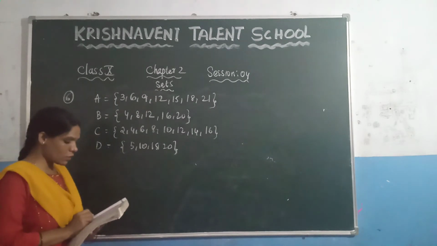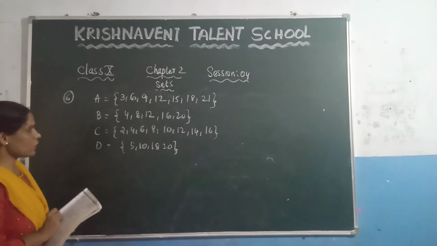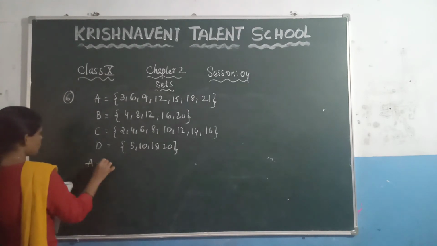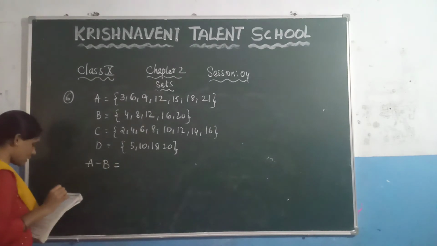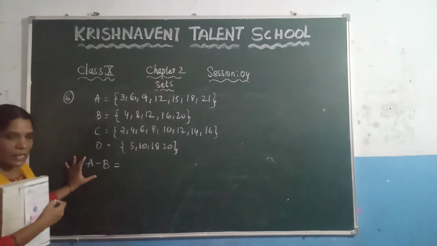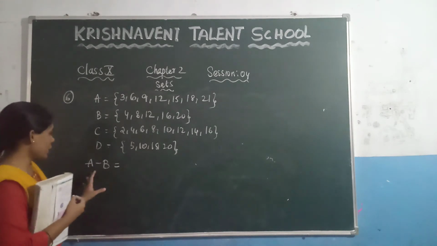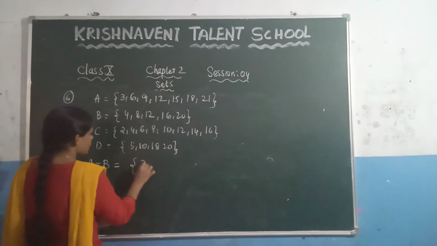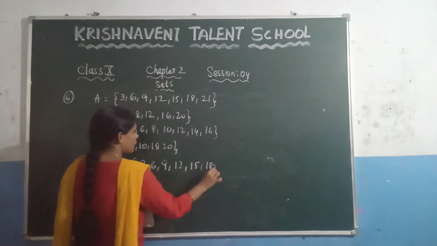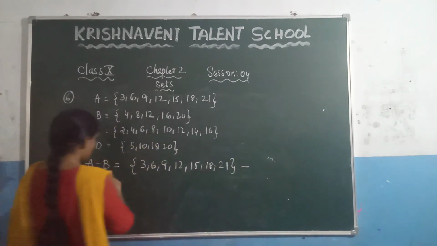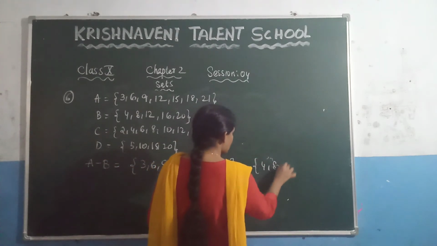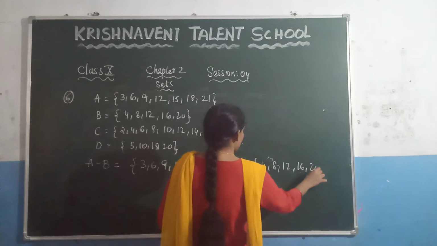You need to solve all the questions. You just need to find the difference between the sets. In the first question they have asked you to find the elements that are present in A minus B. What is A minus B? You need to write the elements that are present only in A but not in B. So what is A here? The set 3, 6, 9, 12, 15, 18, 21. This is the set A and what is set B? 4, 8, 12, 16, 20.